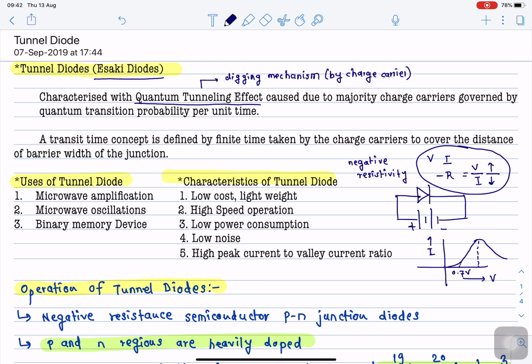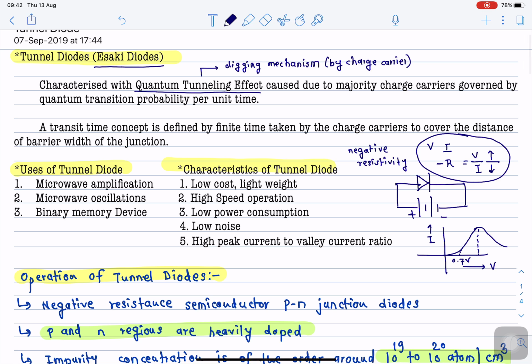Now, the transit time concept is nothing but the finite time taken by the charge carrier to cover the distance or the barrier width of the junction. So the transit time effect is the time taken by the charge carrier to travel a certain distance inside a given material.